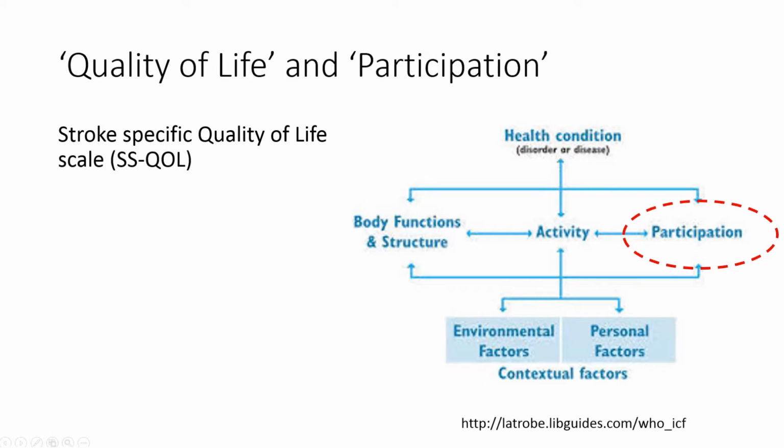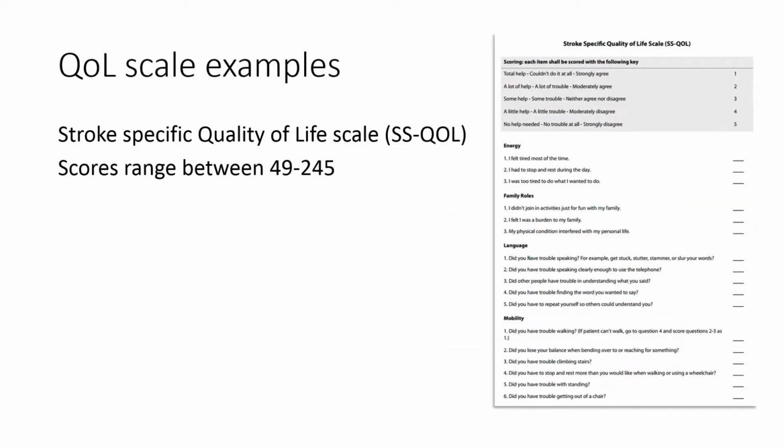And it's called the Stroke-Specific Quality of Life Scale. And not surprisingly, the population that we would use this for is a population of people who have experienced stroke. And so an example of what this looks like, this is a 49 point questionnaire, which is done with the client. And the scores range between 49 through to 245, with the highest score being the most independent.